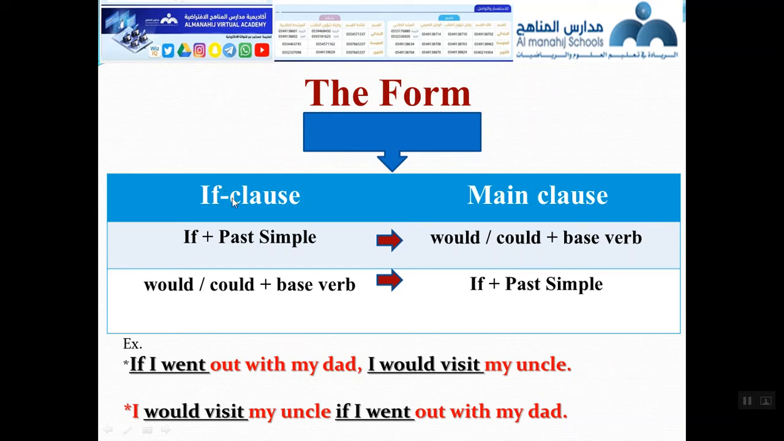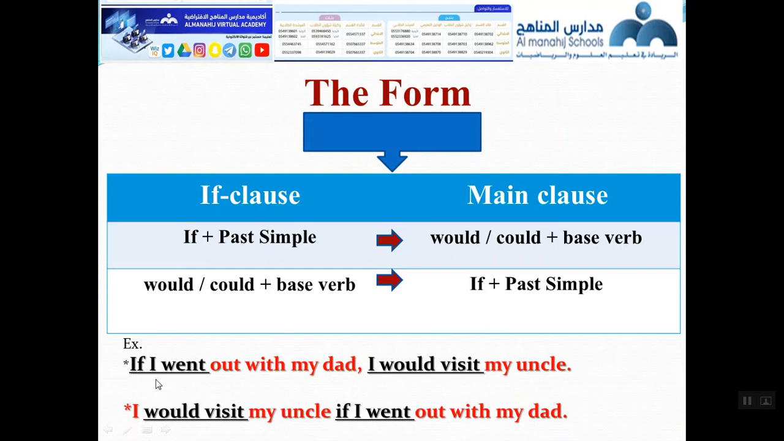If I start with if and the past simple if clause, I use a comma here between the two parts, between the if clause and the main clause. But if I started with the main clause, I don't use a comma because I link or I use if between the two parts.